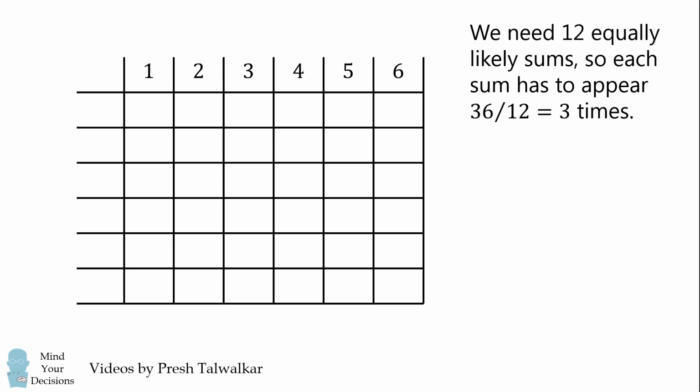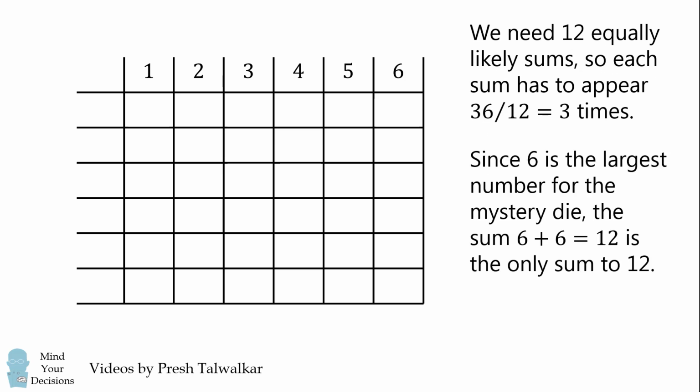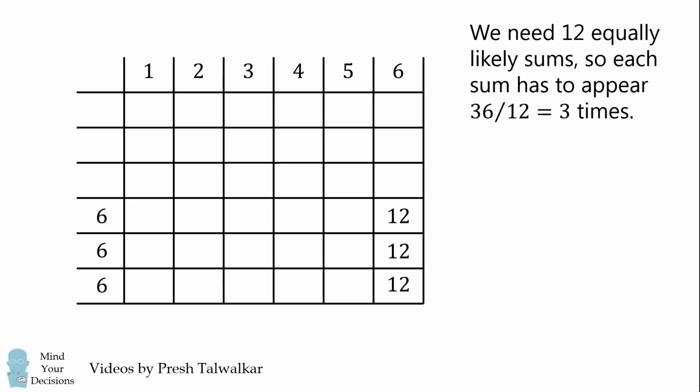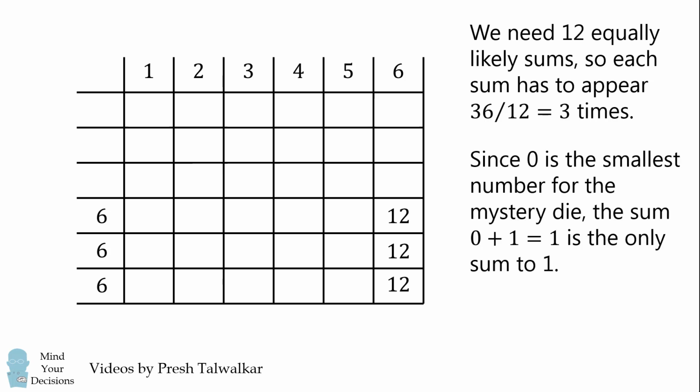Now how do we get 3 entries of 12? Well, 6 is the largest number that we can put on the mystery die. So notice the only way we can get a sum of 12 is 6 plus 6. So that means we're going to need 3 faces to be labeled with 6. That's the only way we can get 3 sums of 12. Now by similar logic, how can we get a sum of 1? Well, 0 is the smallest number for the mystery die, and the only way we can get a sum of 1 is if we do 0 plus 1. So we're going to need 3 faces to be labeled as 0.